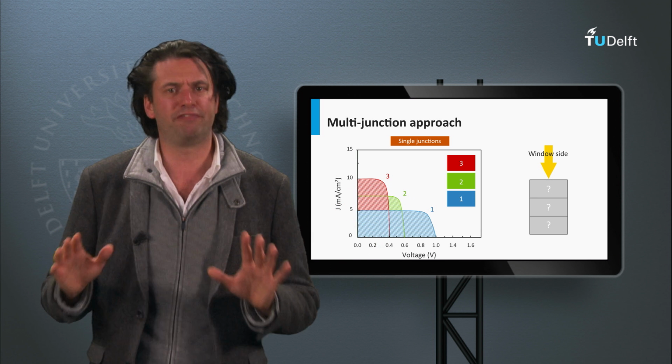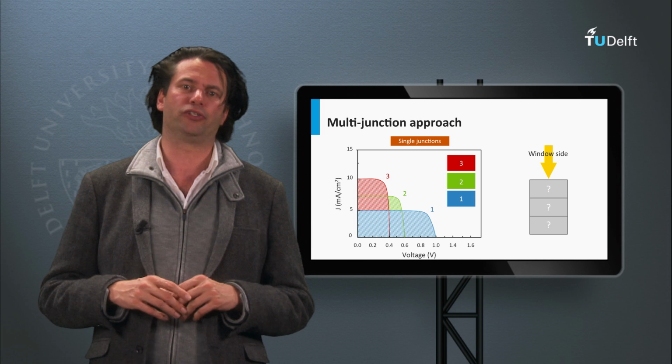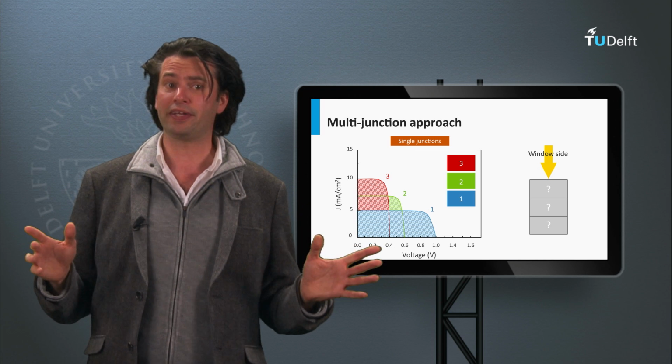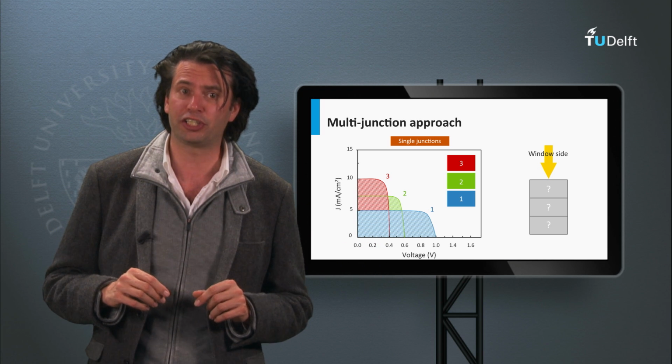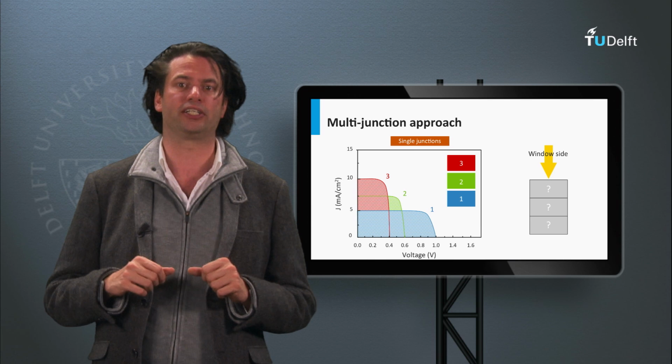Here we see the JV curve of 3 single p-n junctions. p-n junction 1 has the highest open circuit voltage and the lowest short circuit current density.